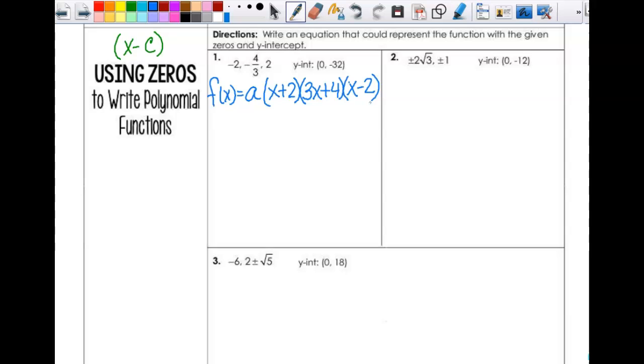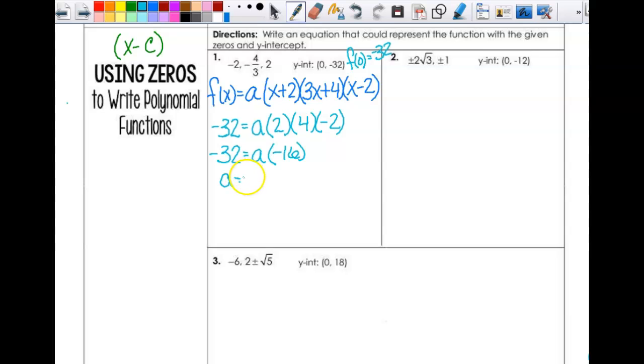a is. I know that since my y-intercept is (0, negative 32), that f of 0 equals negative 32. So if I find f of 0, that should equal negative 32. And that just means that I am substituting in 0 for x. That's how you get your y-intercept. So that equals a times 2 times 4 times negative 2. So that gives me negative 32 equals a times negative 16. So a equals what? 2.